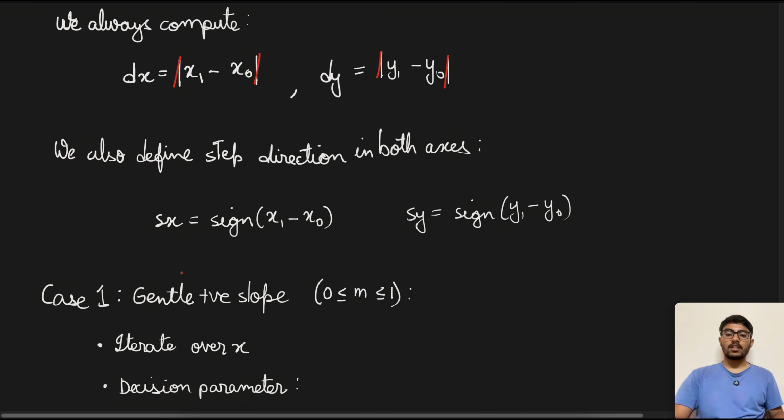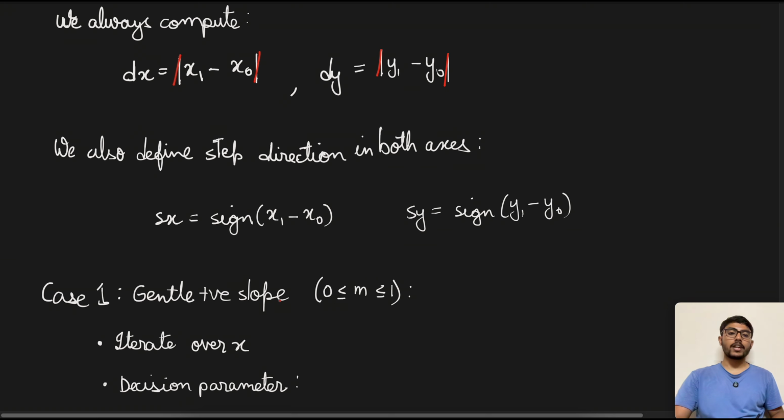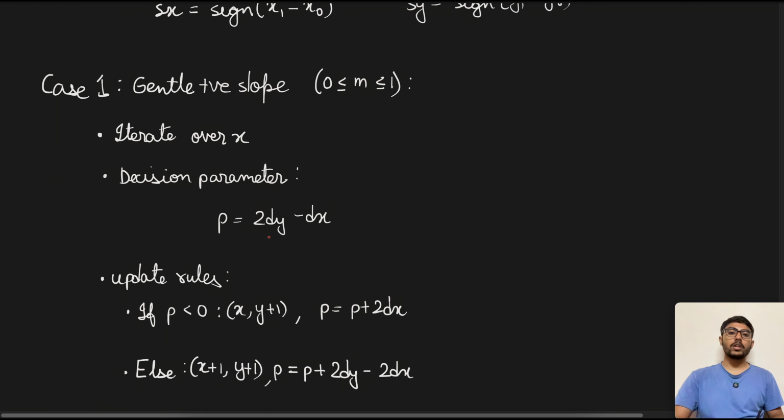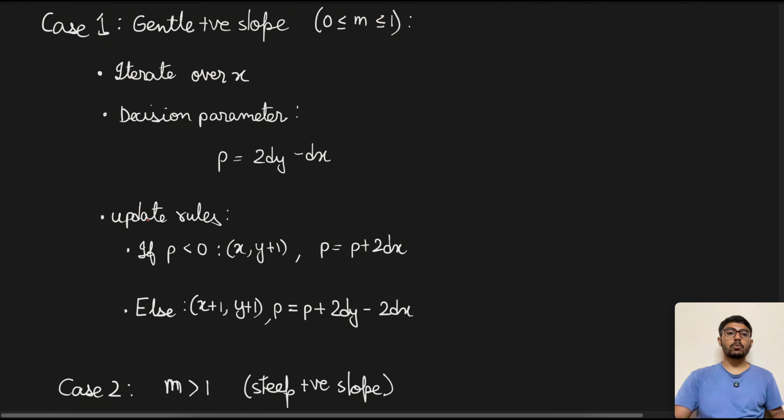We'll now segregate this into separate cases, right? The first one we have already seen, which is the gentle positive slope with 0 less than m less than 1. We iterate over x, right? The decision parameter is p equals 2 dy minus dx, and the update rules are: if p is less than 0, then x comma y plus 1, p equals p plus 2 dx, else x plus 1, y plus 1, and p plus 2 dy minus 2 dx is the update rule, right?